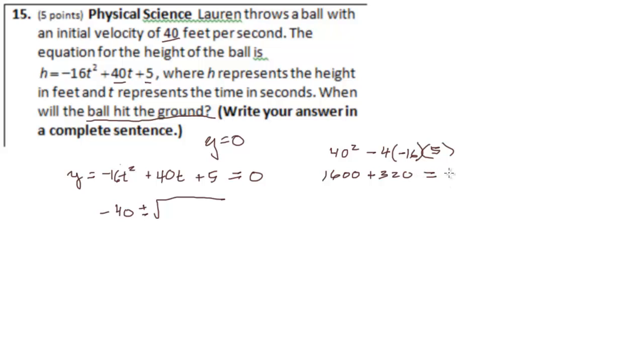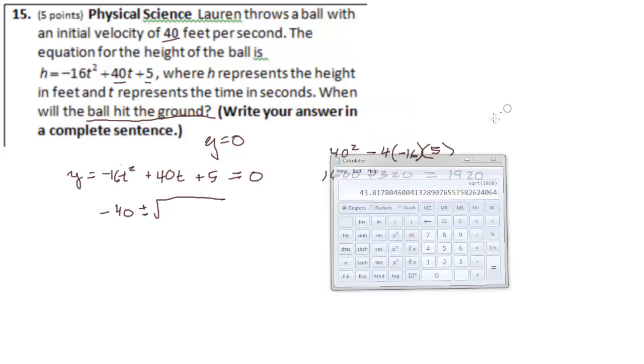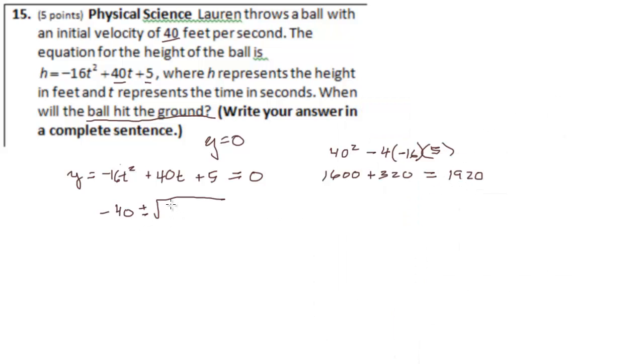So we have 1920. And we're going to take a square root of that, and let's just go ahead and use a calculator to do that. Get a calculator up here. 1920, and we want the square root. I'm having trouble finding the square root button. There it is. So it's about 43.8. So this is the square root of 1920, and then all over 2 times a, 2 times negative 16.